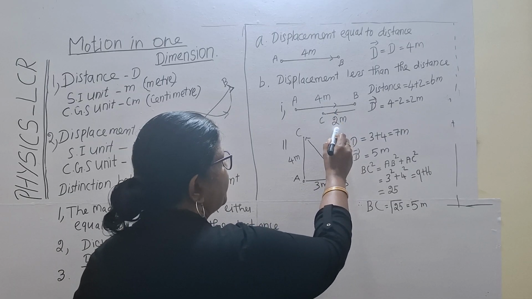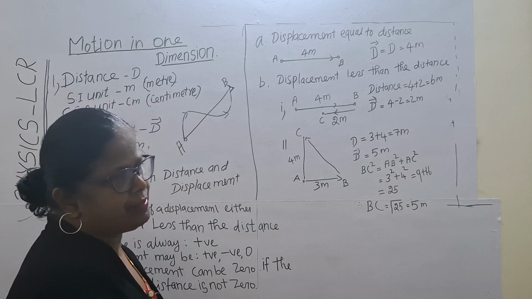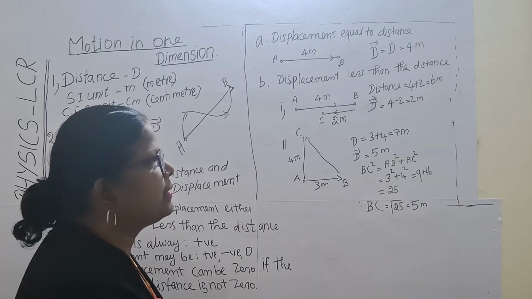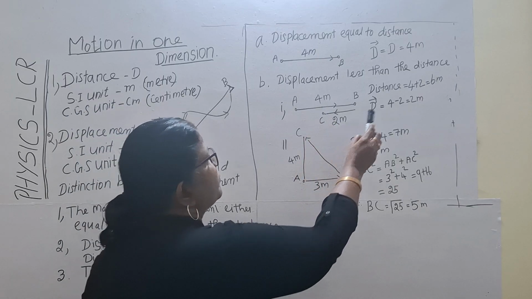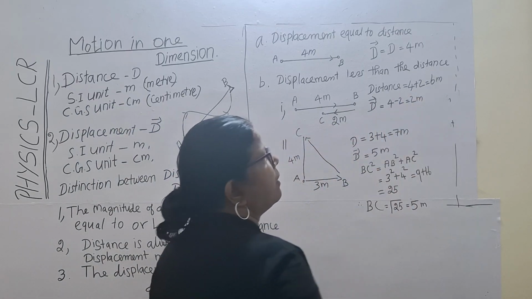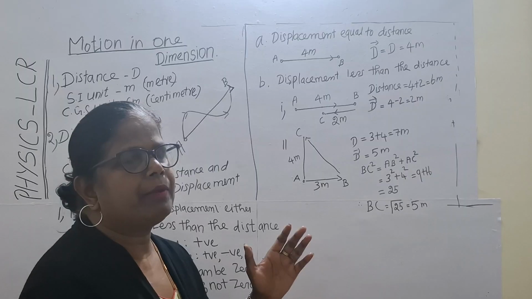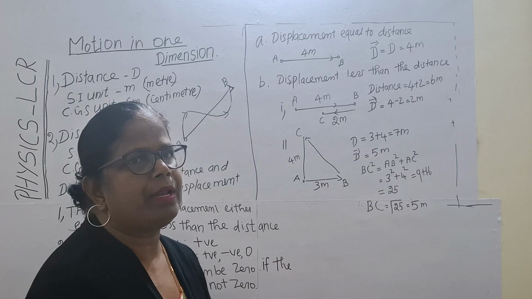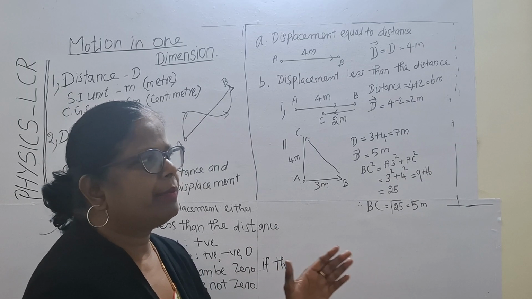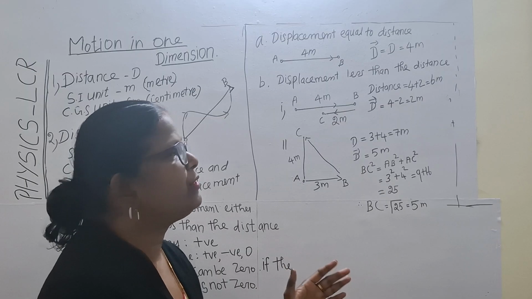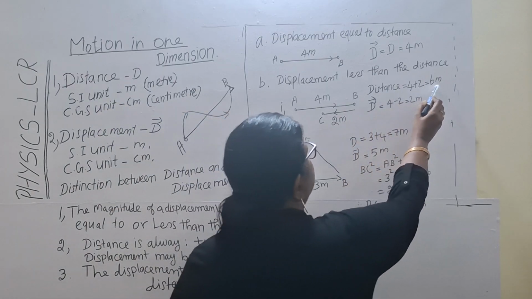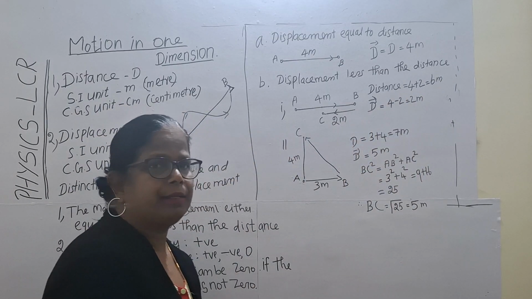4 meters, 2 meters. So what is the distance? What is the total the body travels? A to B, then coming back to C. So 4 plus 2 is 6 meters. The distance is 6 meters.